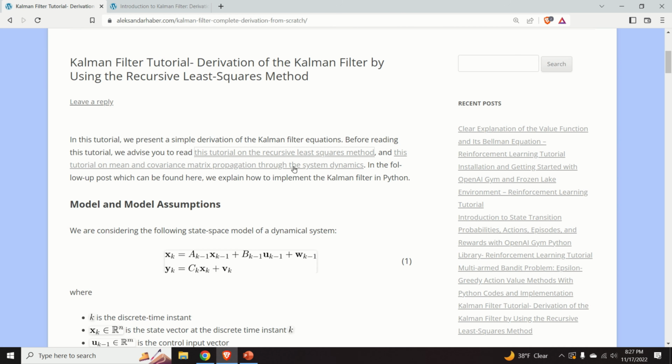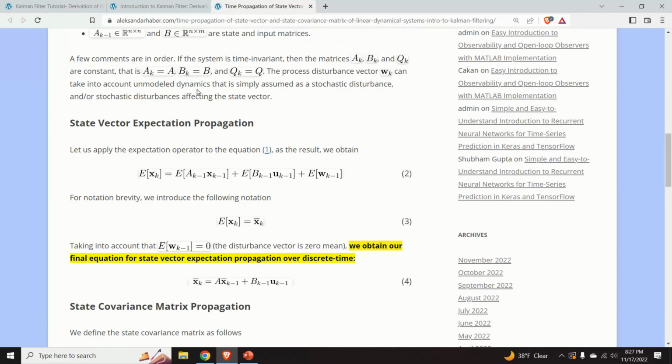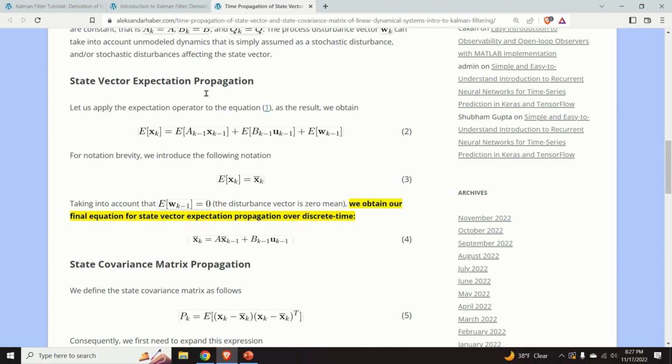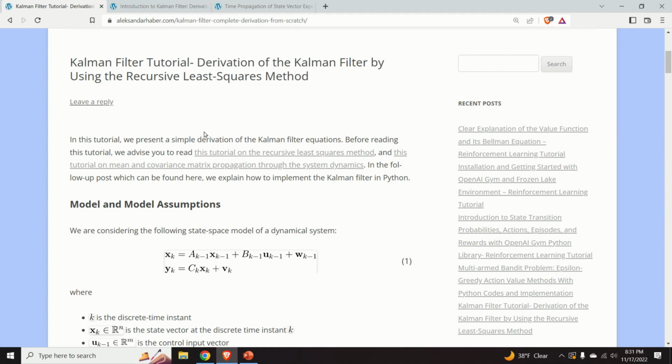Secondly, I strongly suggest you to click over here and to briefly read this tutorial on how the state vector expectations and covariance matrices are propagated through time. Even if you don't read these tutorials, you can still follow this YouTube video. This is because in this YouTube video, I will briefly summarize the main ideas of the recursive least squares method, and I will explain to you how to propagate the expectation of the state and covariance matrices through time.